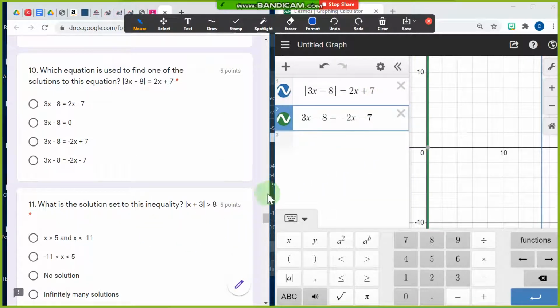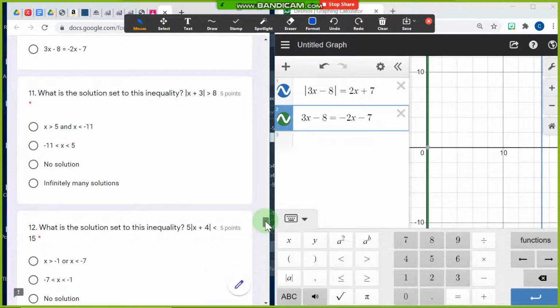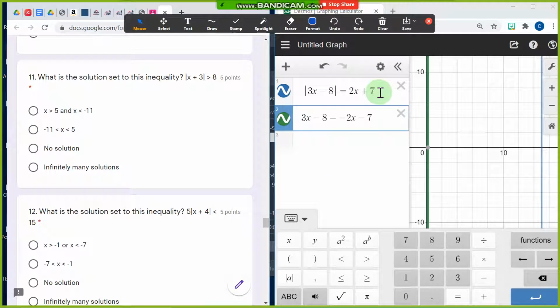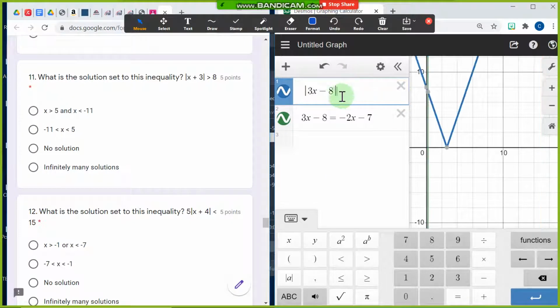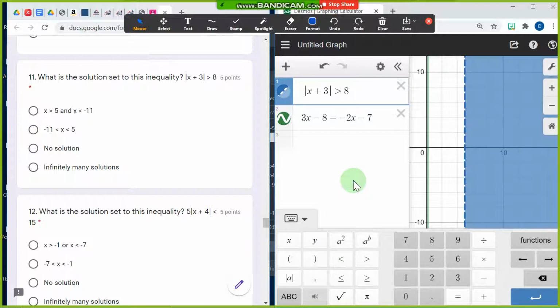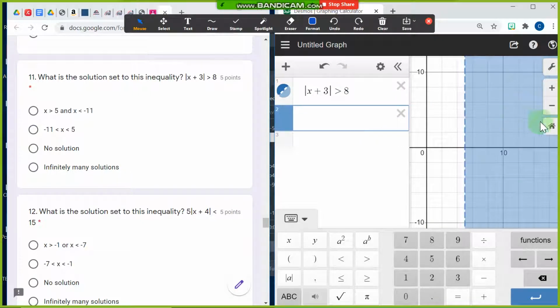Okay, next, 11. All right, solution set to the inequality. Let's go back here and change this one to x plus 3. Absolute value of x plus 3 is greater than 8. Greater, we're usually expecting two inequalities, right? Because it's greater, so it's going to be an or inequality, two inequalities. I'm going to delete that.